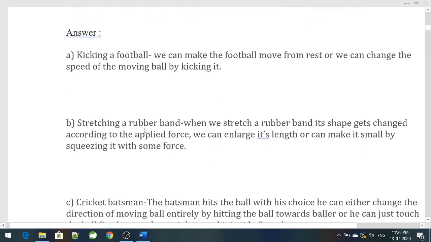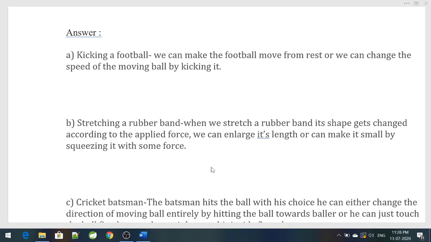Now, how does the shape of an object change? Stretching a rubber band. When we stretch a rubber band, its shape gets changed according to the applied force. We can enlarge its length or make it small by squeezing it with some force.